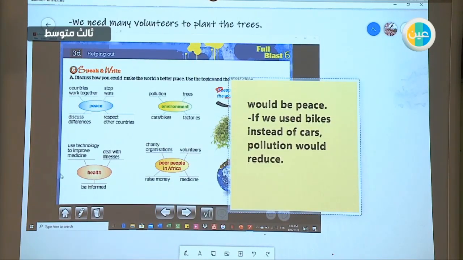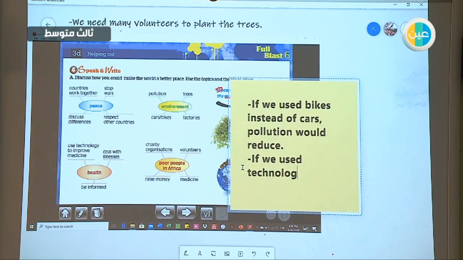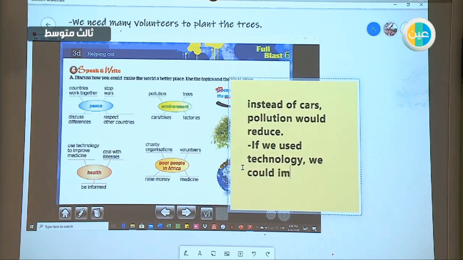We can form one more sentence. Let's say, for example, if we want to talk about health: use technology to improve medicine. Let's say, if we used technology, comma, we could improve medicine.